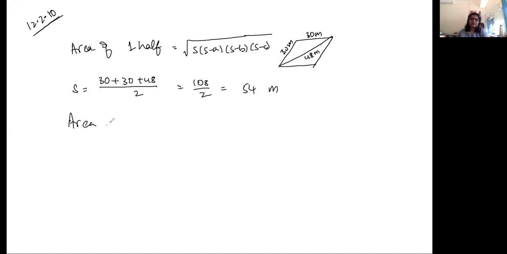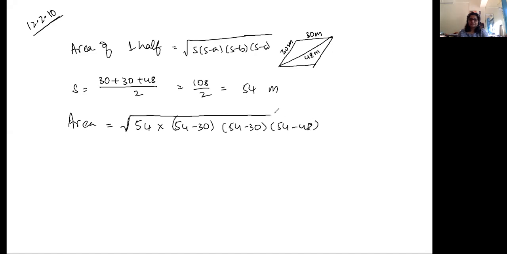So area will be equal to root of 54 into (54 minus 30), (54 minus 30), (54 minus 48). So that will be equal to root of 54 into 24 into 24 into (54 minus 48, which is going to be 6). So that is equal to root of 24 square.